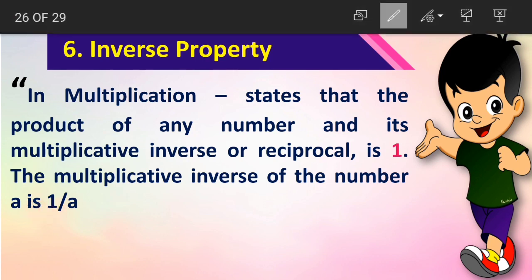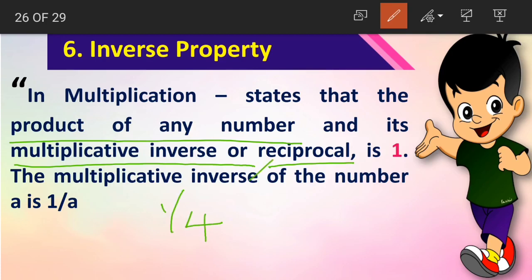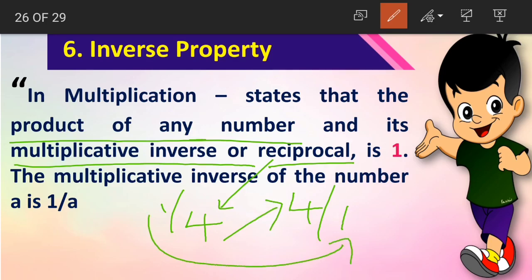Again, what is he saying here? The product of any number and its multiplicative inverse or reciprocal. Reciprocal means the reverse. If I have the fraction 1 by 4, the reciprocal will be 4 by 1. Okay? Reverse. Denominator becomes the numerator. Numerator becomes the denominator. Okay, children? Reciprocal means the reverse. Up becomes down. Down becomes up. The product of any number and its multiplicative inverse or reciprocal is 1.